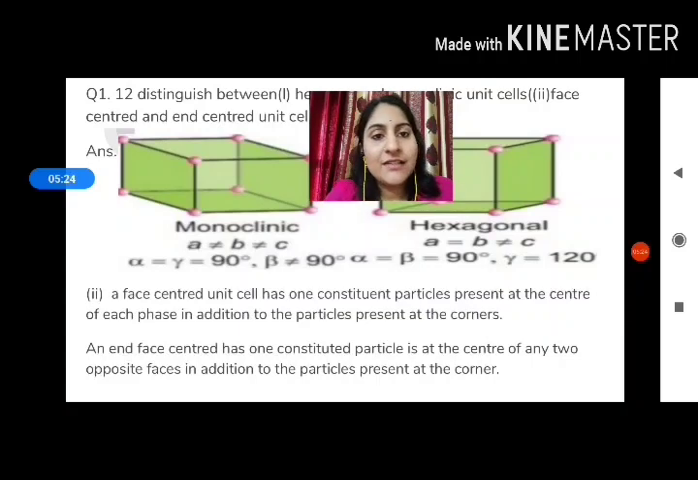A face-centered unit cell has one constituent particle present at the center of each face in addition to the particles present at the corner. Whereas the end-centered unit cell has one constituent particle present at the center of any two opposite faces in addition to the particles present at the corner. So this is all about the class. Now the home assignment is just take screenshots of all the slides, copy them down in your notebook and learn the NCERT in-text questions by heart.